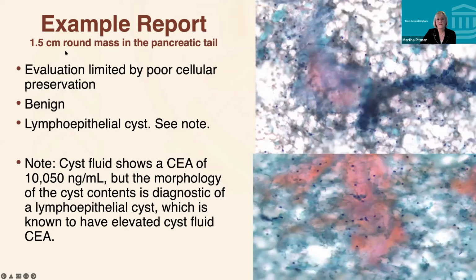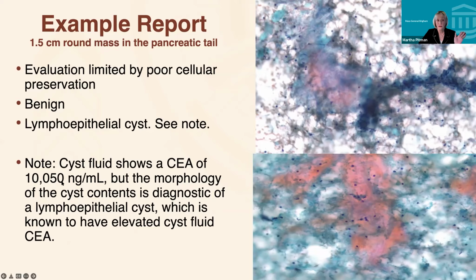Here's an example of a 1.5 centimeter round mass in the pancreatic tail. Evaluation limited by poor cellular preservation. But it's benign because I recognize that these poorly preserved cells are squamous cells and squamous debris, keratinous debris, and a background of lymphocytes. It's very important to recognize this degenerated debris as a lymphoepithelial cyst because this patient does not need any surgery. Keep in mind that if you get enough liquefied fluid from these lesions, the CEA can be very high.